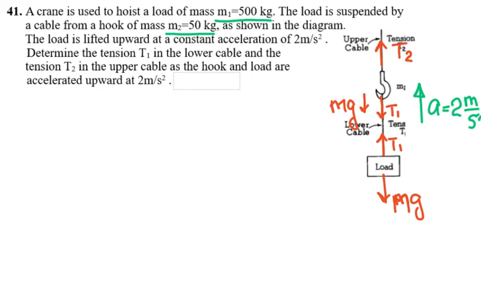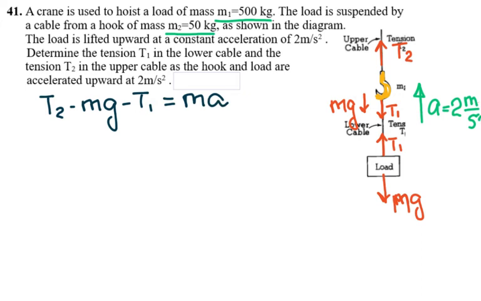So determine the tension T1 in the lower cable and the tension T2 in the upper cable, as the hook and the load are accelerating upward at the acceleration of 2 meters per second squared. The hook does not know anything about what's happening to it, that there is a mass attached to it. All the hook knows is that some forces are acting on it. So the forces acting on the hook are T2 is positive, and then I have mg is negative, and also there is T1 pulling it down, and that is equal to ma.